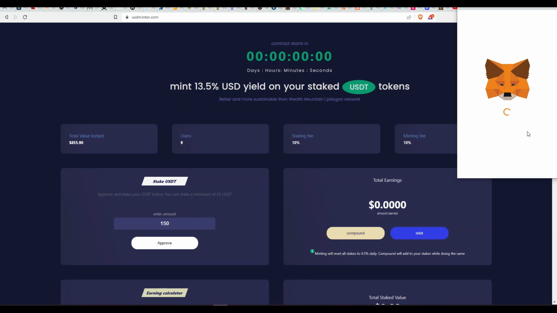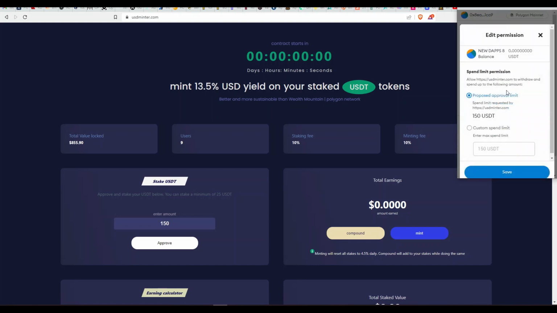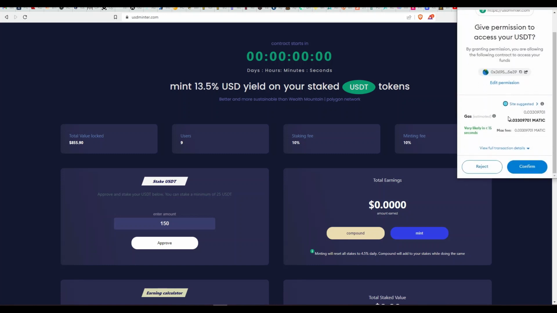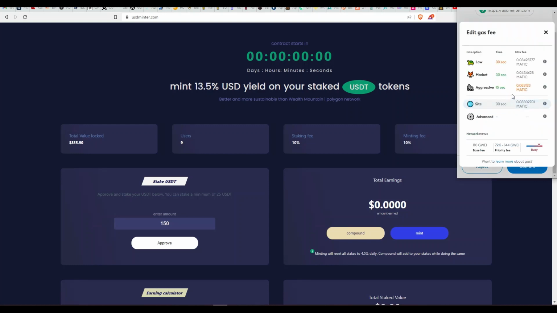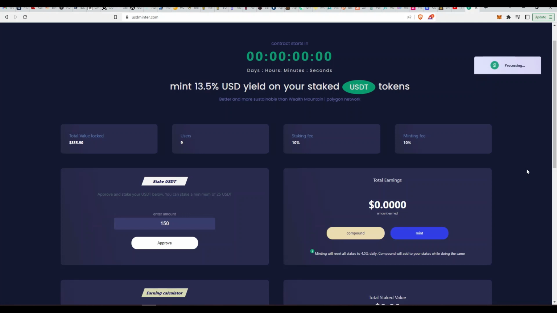First of all, I need to approve. I'm always checking what I'm approving. This is fine. You think you're approving like 150 and you're approving unlimited. So I'm usually going with aggressive fees just to make it faster. Matic can be slow sometimes. So after the transaction is confirmed, I will be able to stake only the amount that I gave permission to.